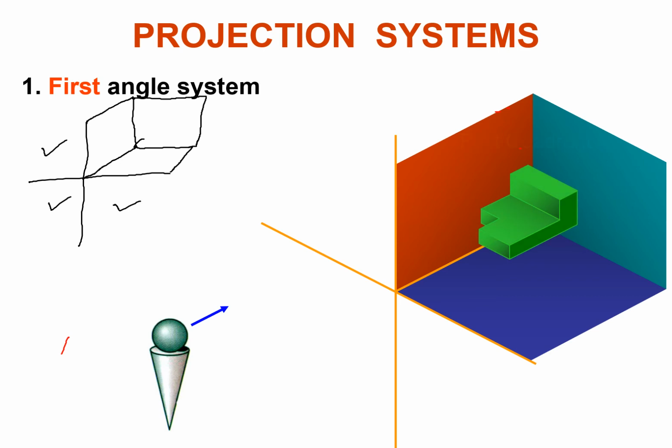As you can see, this is our object placed in the first quadrant. We will draw the views of this object on this plane, and on this plane. Then we will unfold these planes, so we will get a particular orientation of these three views. That particular orientation will be called the first angle projection system.